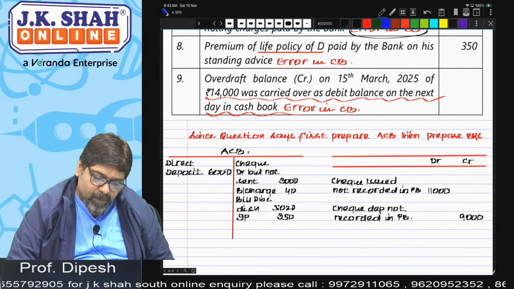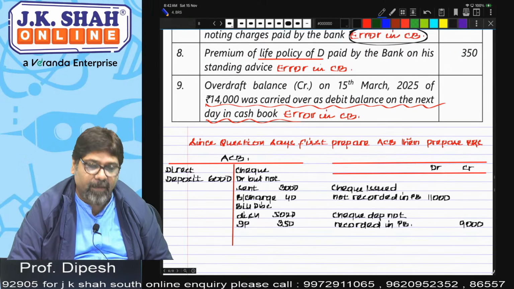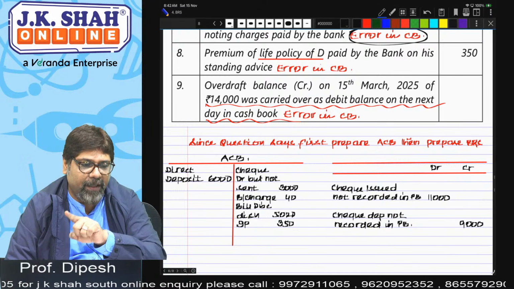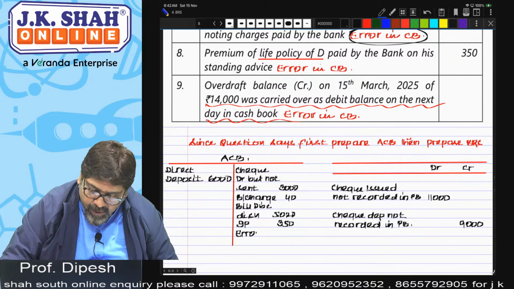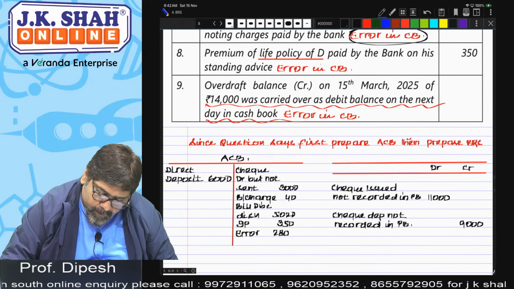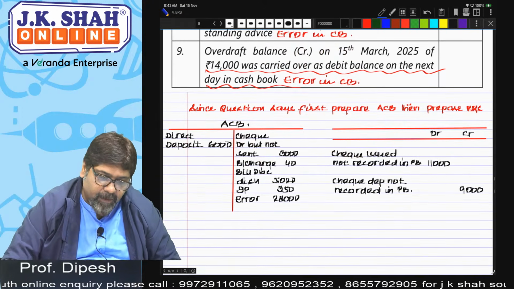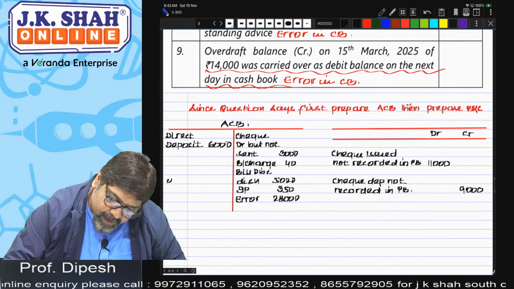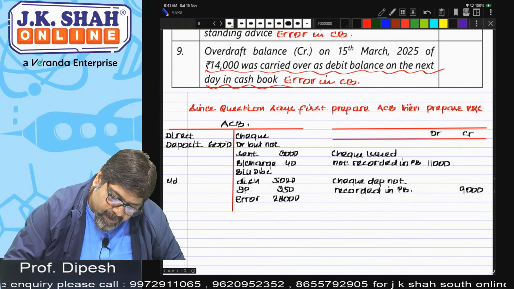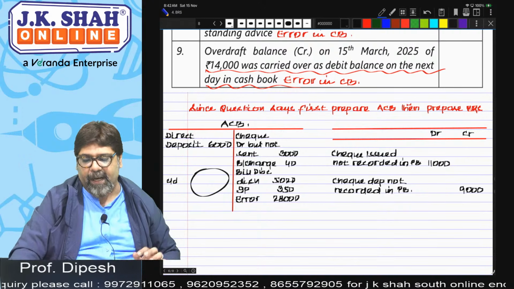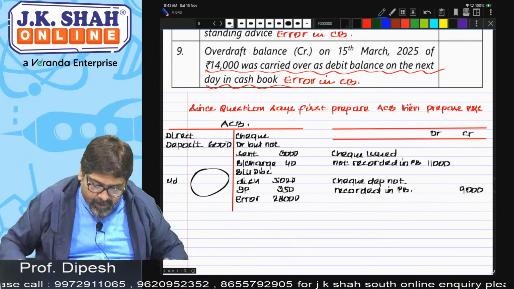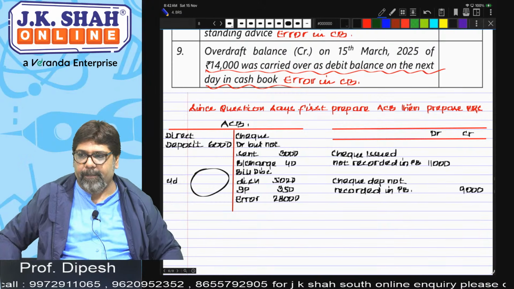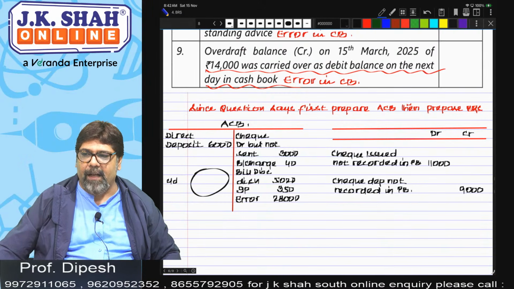Overdraft balance. Oh my god, this should have been on the credit side, but they have recorded it on the debit side. So on the credit side you have to record 28,000. Fatafat, tell me, chartered. Closing balance as per the amended cash book will be how much? Balancing figure.